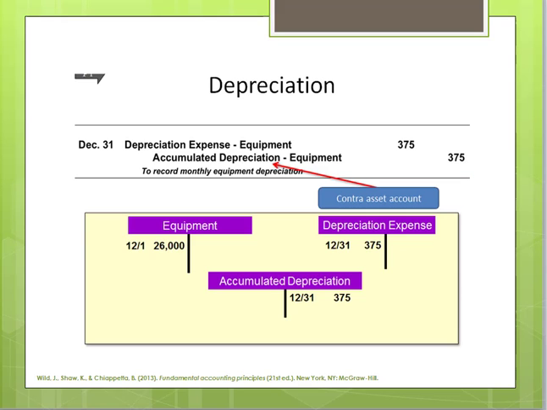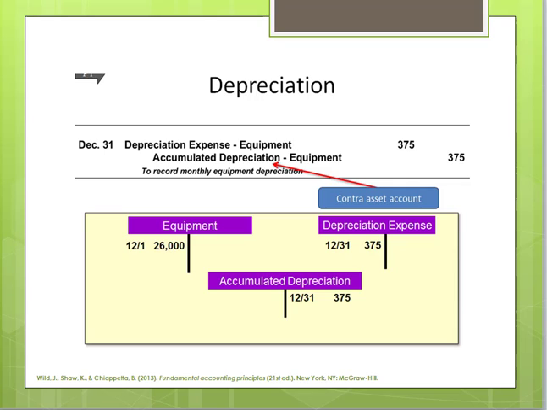Now, let's look at what our entry is going to look like. At the end of each month, we're going to debit depreciation expense equipment $375, and we're going to credit accumulated depreciation equipment $375. Now, of course, depreciation expense is an expense account. It will be listed on the income statement as an expense, but let's talk for a moment about accumulated depreciation and what type of account that is.